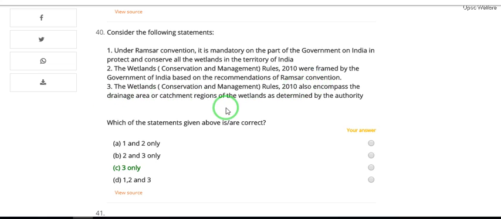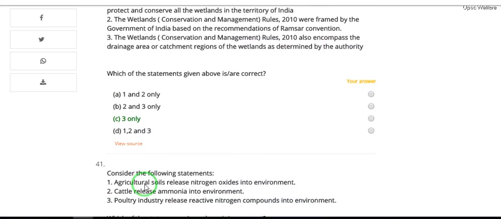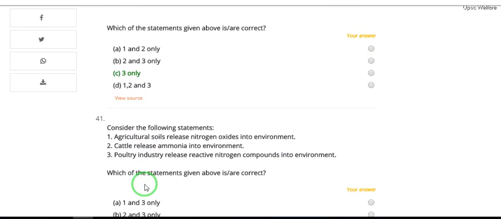Third, the Wetlands Conservation and Management Rules 2010 also encompass the drainage area or catchment region of the wetland as determined by the authority, of course. So it's going to be the correct answer, only one. So only the third option is correct.